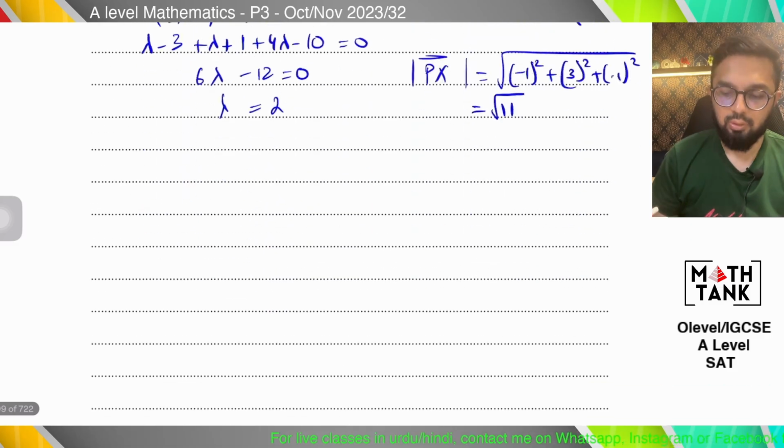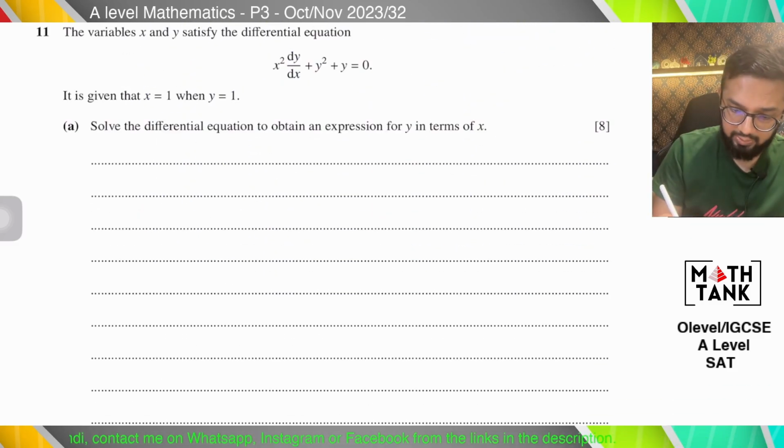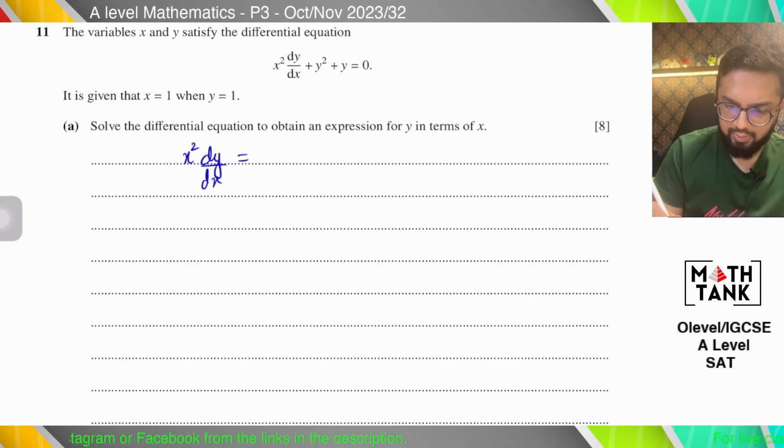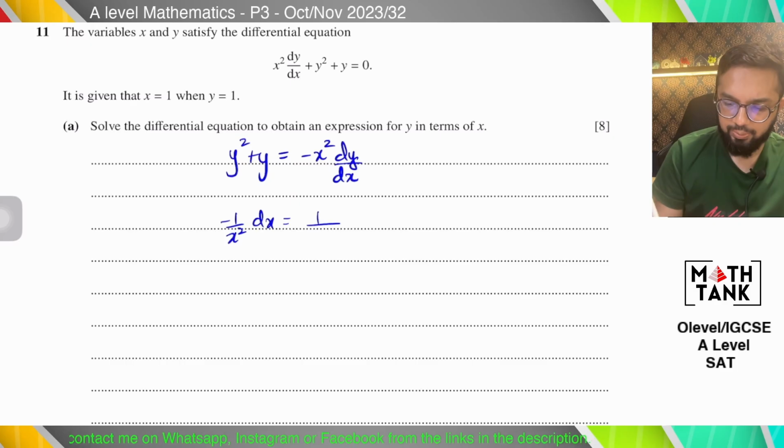Okay, so the last question, the variables x and y satisfy the differential equation. The first thing is separation of variables. Notice that I have different sides of the expression. So what I'm going to do is keep y squared plus y on this side and say that this becomes minus x squared dy by dx, just to handle the signs correctly. Then this becomes minus 1 over x squared dx equals 1 over y squared plus y dy.